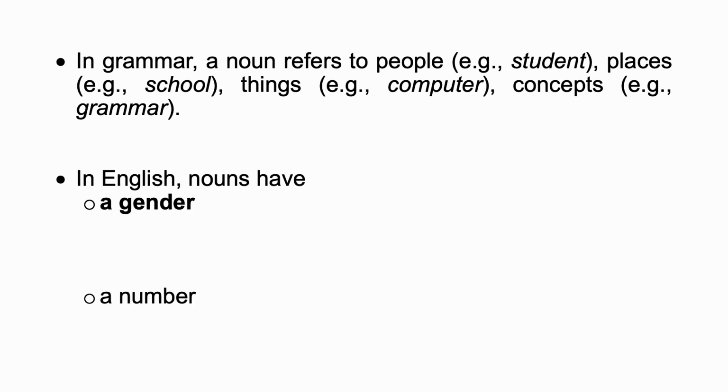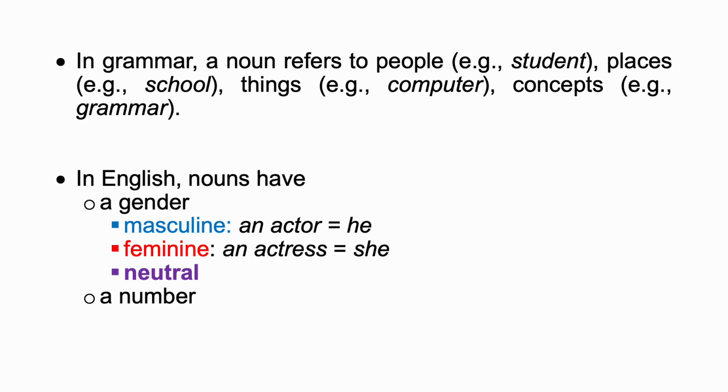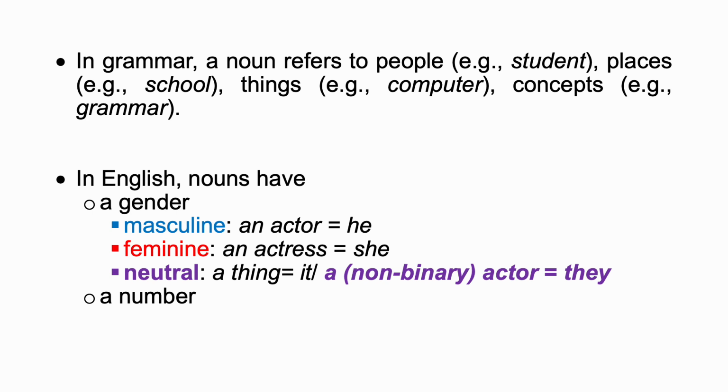There are three genders in English: the masculine gender, the feminine gender, and the neutral gender. An example of a masculine noun is an actor that can be replaced by the pronoun he. An example of a feminine noun is an actress that can be replaced by the pronoun she. An example of a neutral noun is a thing that can be replaced by the pronoun it. We could include as well a non-binary actor, which would be replaced by the non-binary pronoun they.